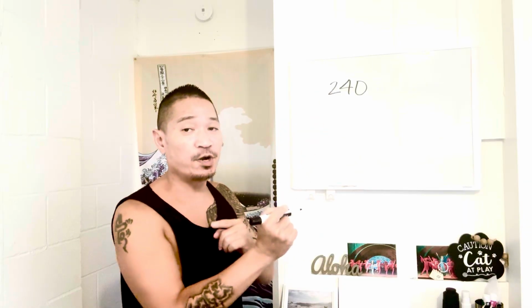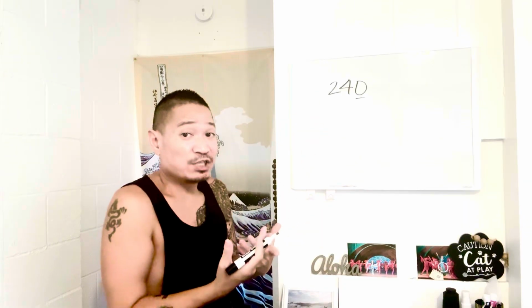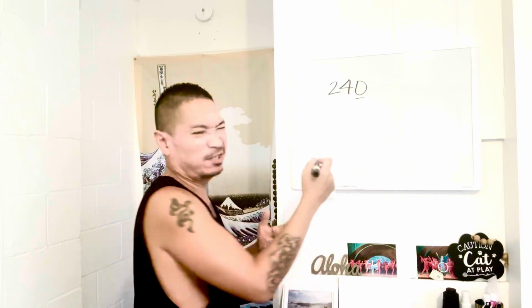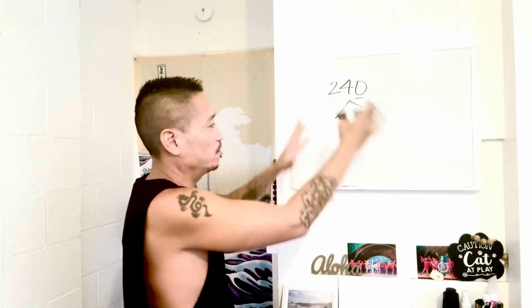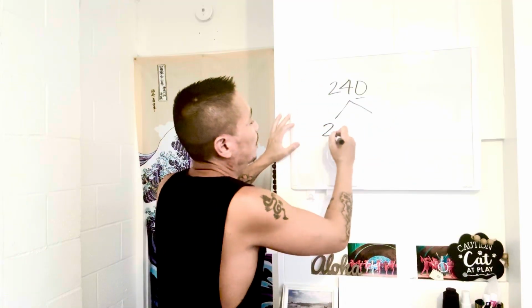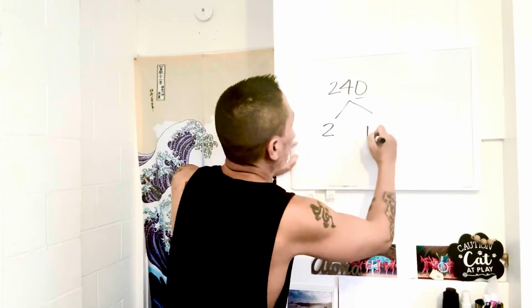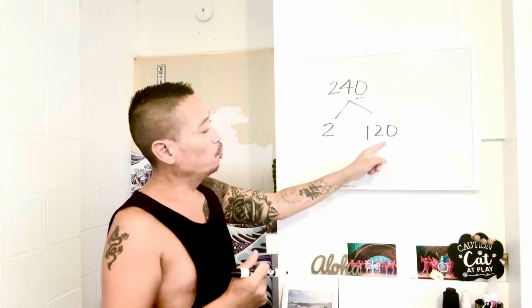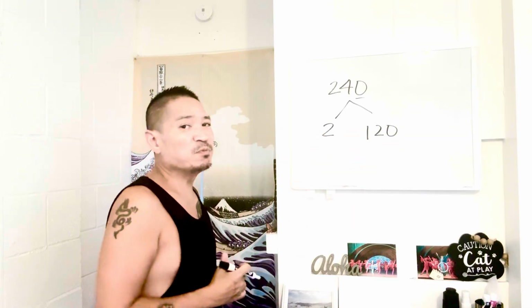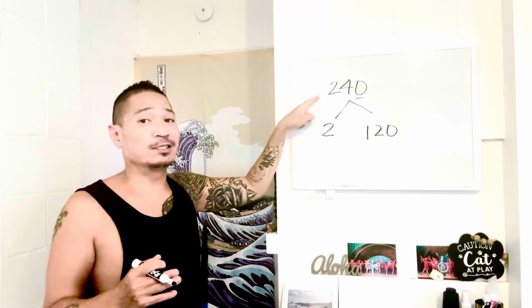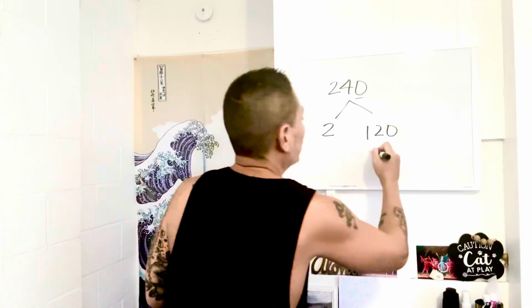Now 240, again, we know is even. So let's try halving it. I'm going to do it kind of like a prime factorization tree. Not what we're doing, but maybe it'll show you that we're splitting this thing up. So 240 is 2 times 120. Here, we halved it and we got an even number, which means we know 4 divides this.